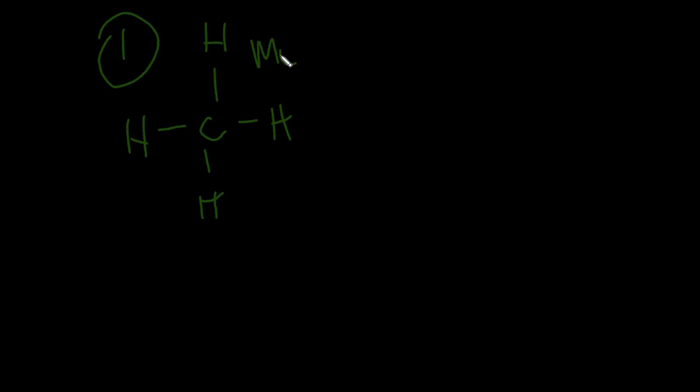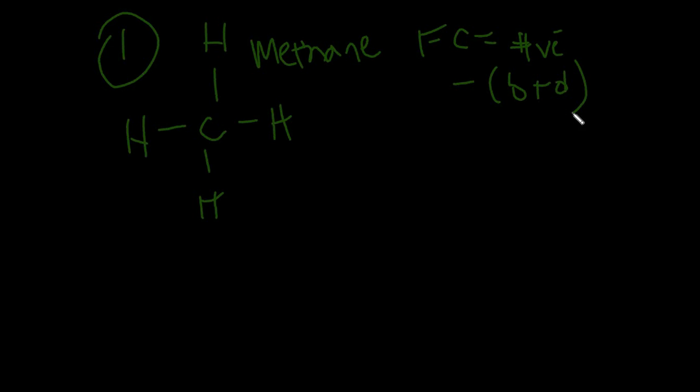Now, for this first example, we'll have methane. It's carbon with 4 hydrogens around it. This is methane. Now, we're going to use our handy formula, which is formal charge equals number of valence electrons minus the bonds plus dots. So, first let's look at how many valence electrons carbon has. This is the formal charge we're looking for, that carbon in the middle.